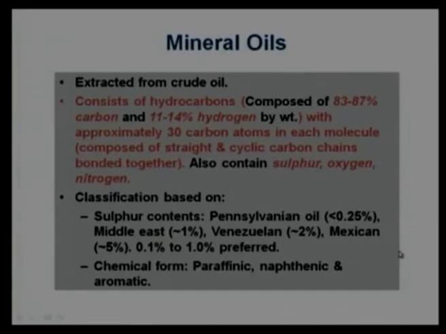The Pennsylvanian oil, which has a low sulfur percent, will be recommended compared to Middle East, compared to Mexican. We say if sulfur content is lesser than 0.1%, that's the best, but for tolerable range it can be 0.1 to 1%. Beyond that, we need to have some sort of refining process to extract the sulfur from mineral oils. Based on the chemical structure, based on the branch form or straight form or cyclic form, we divide mineral oils in paraffinic oil, naphthenic oil and aromatic oils.